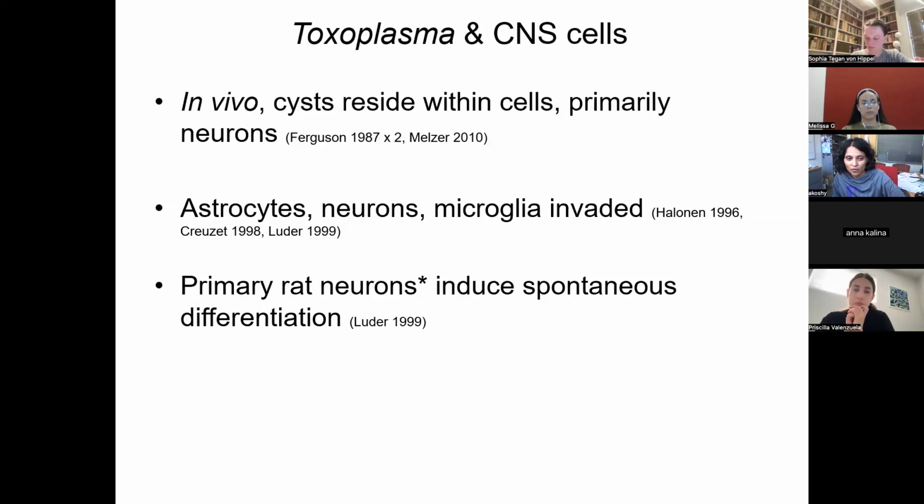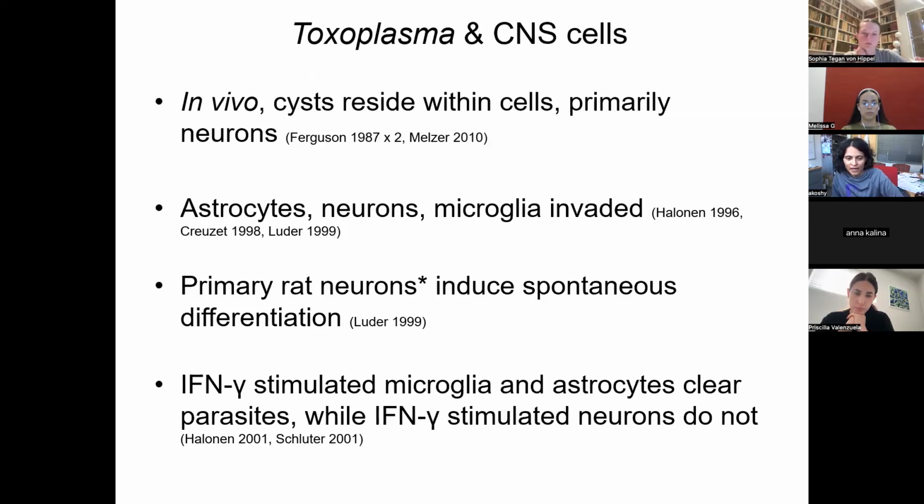And then in primary rat neurons, there was one study that didn't really quantify things, but this became sort of the lore. In primary rat neurons, there was induction of spontaneous differentiation, meaning that you'd go from that tachyzoite stage to that bradyzoite stage without manipulating the cell in any other way. And there are lots of ways to make Toxoplasma go from that tachyzoite to the bradyzoite in vitro by adding certain stresses. But this model didn't require any stress. You just put the parasites in and they would differentiate.